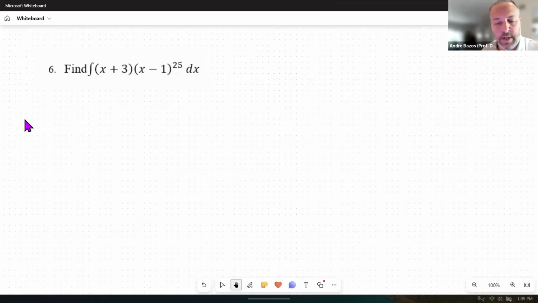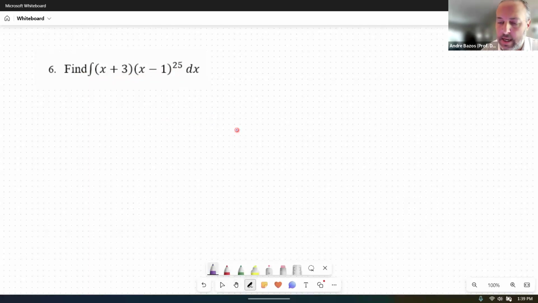Okay, next one, number 6 here, which is find the integral of x plus 3 times x minus 1, all raised to the 25th power. Just the x minus 1 is raised to the 25th power. So I'm looking at this going, all right, I need to do something here. So let's let u be that x minus 1, not to the 25th power, just x minus 1, so that means du is equal to dx. Take the derivative of x, that's dx, and the derivative of -1 is 0. So that's what we have. We can easily replace the dx with du.